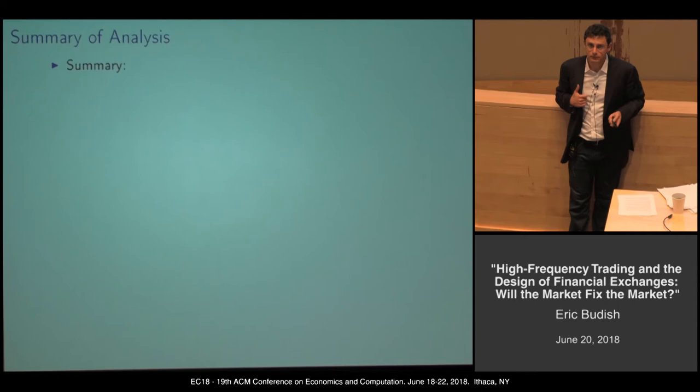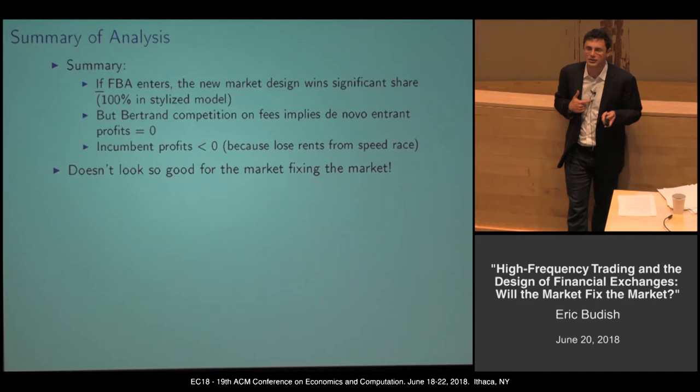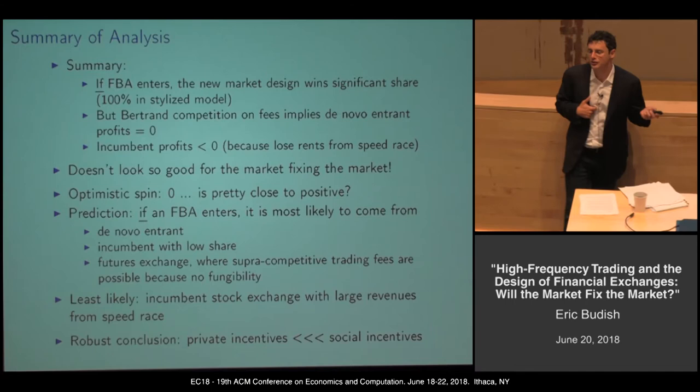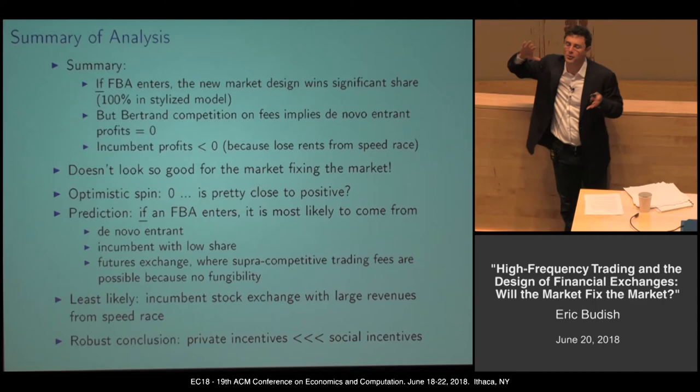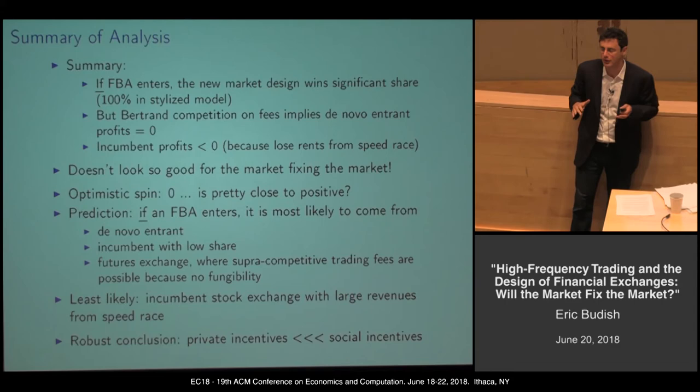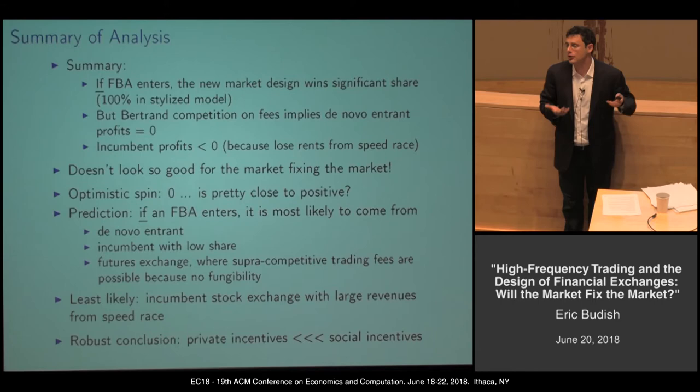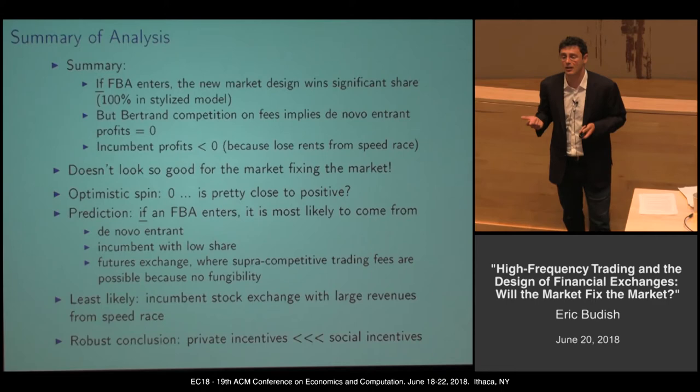So this is sort of a summary of what I already said. This analysis doesn't look great for the market fixing the market. But the one optimistic spin is that zero is not bad, because zero is really close to positive. You can't squint and see the next Uber in this space, or a $50 billion market opportunity, but you can see paths to how a de novo entrant especially might be able to carve out a profitable business. Small private profits, meaningful social value, make the market a lot better. The least likely innovator is a large incumbent that's making a lot of money from colocation and proprietary data.